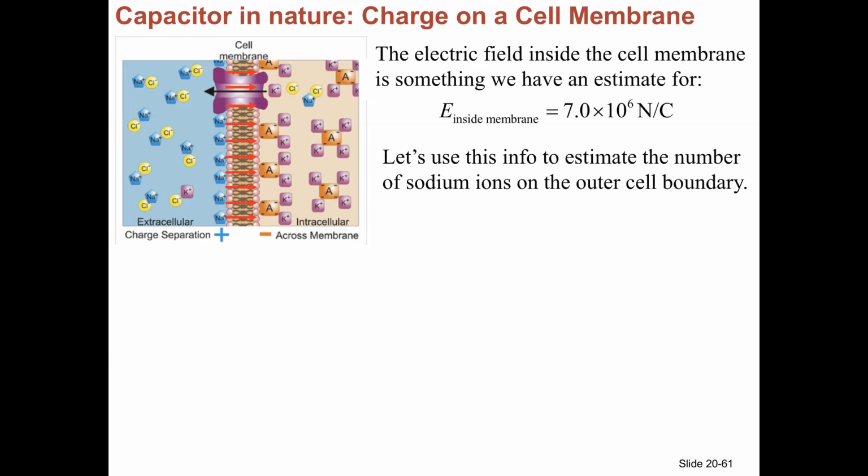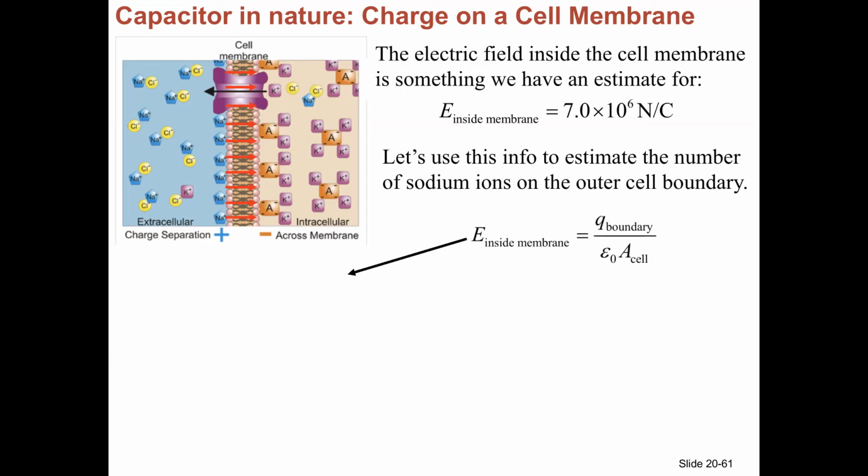We have estimates for the electric field inside the cell membrane, so I'm just going to use that for this problem. It's around 7 times 10 to the 6 newtons per coulomb. We can use this information to estimate just how many ions we might have accumulated around the outside of a given cell. Here we're going to think about just a normal, standard cell, not a neuron, an effectively spherical cell. That's important because in order to figure out how much charge we have on the cell, we're going to need an estimate for the surface area of the cell membrane.